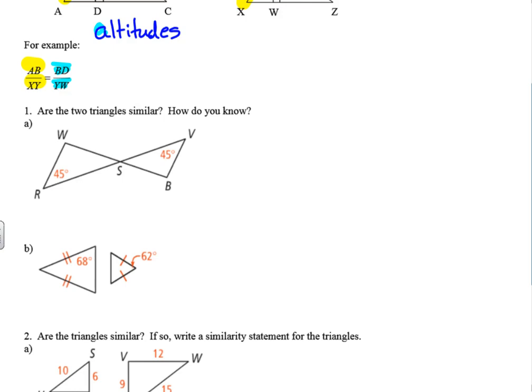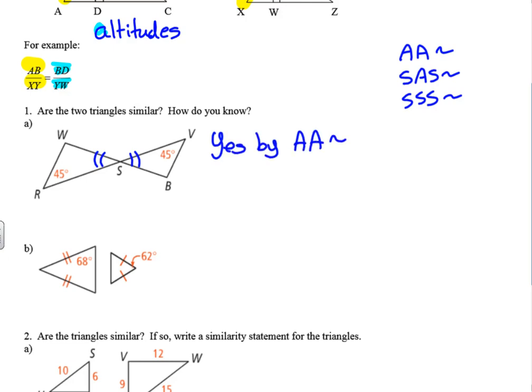Are the two triangles similar? And how do we know? Let's keep in mind our three methods: angle-angle similarity, side-angle-side similarity, side-side-side similarity. So we're looking for one of those. Well, we're given these angles here, and we see the freebies would be our vertical angles. And so the answer would be yes, and the reason would be by angle-angle similarity.